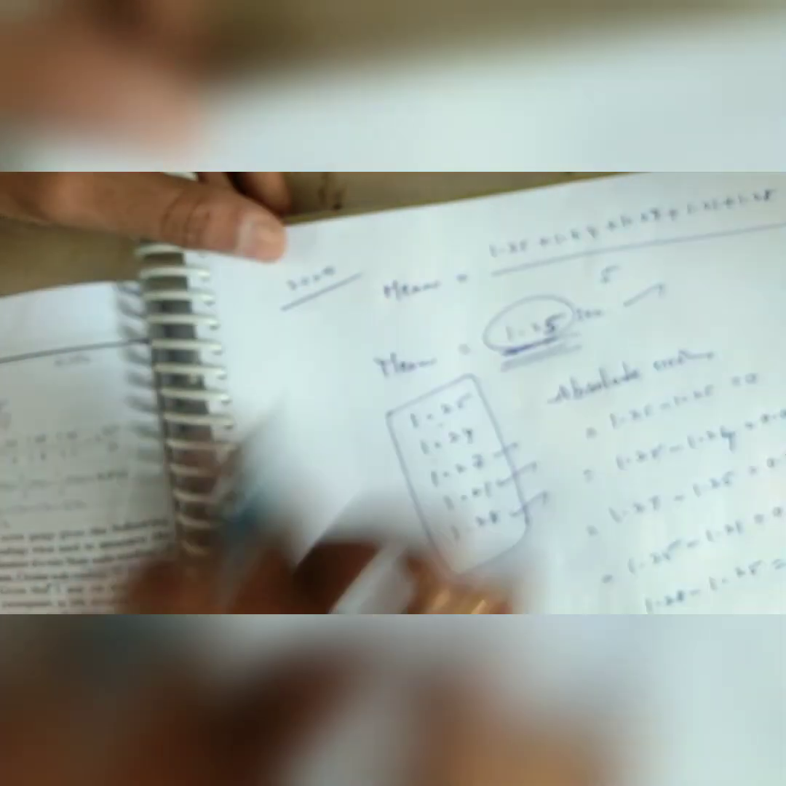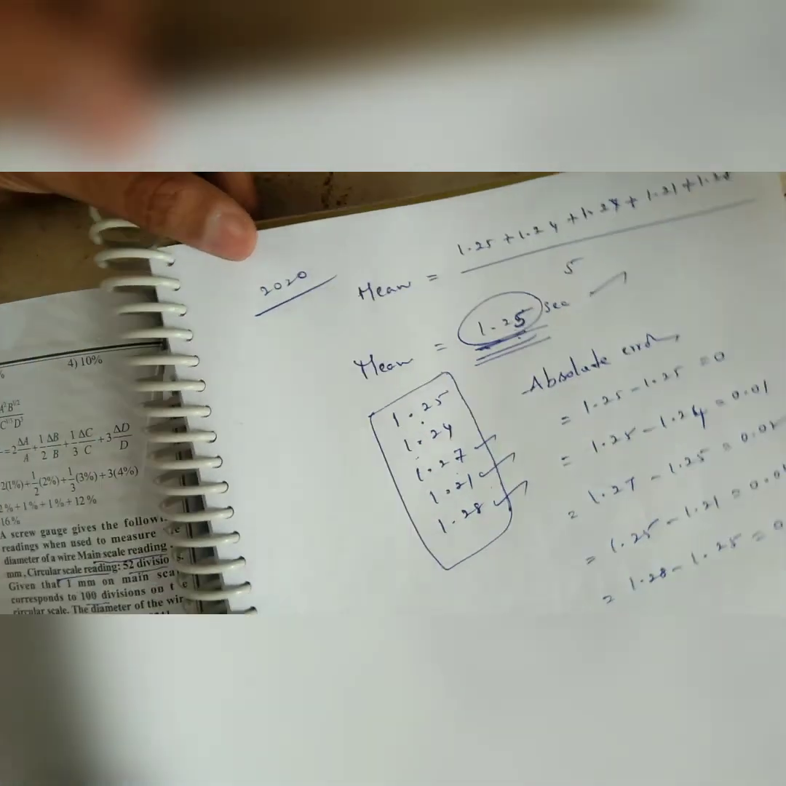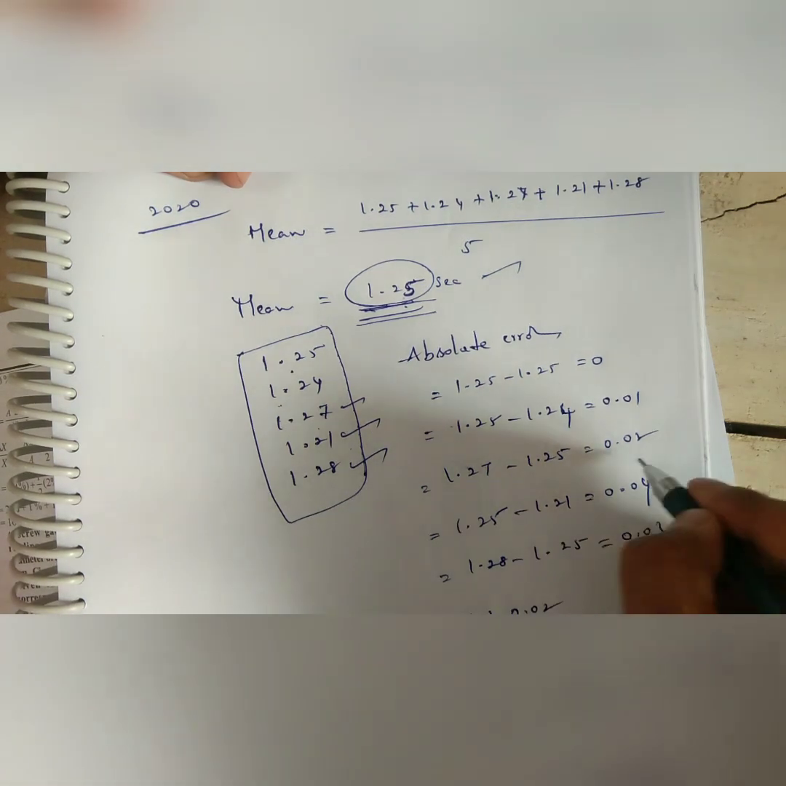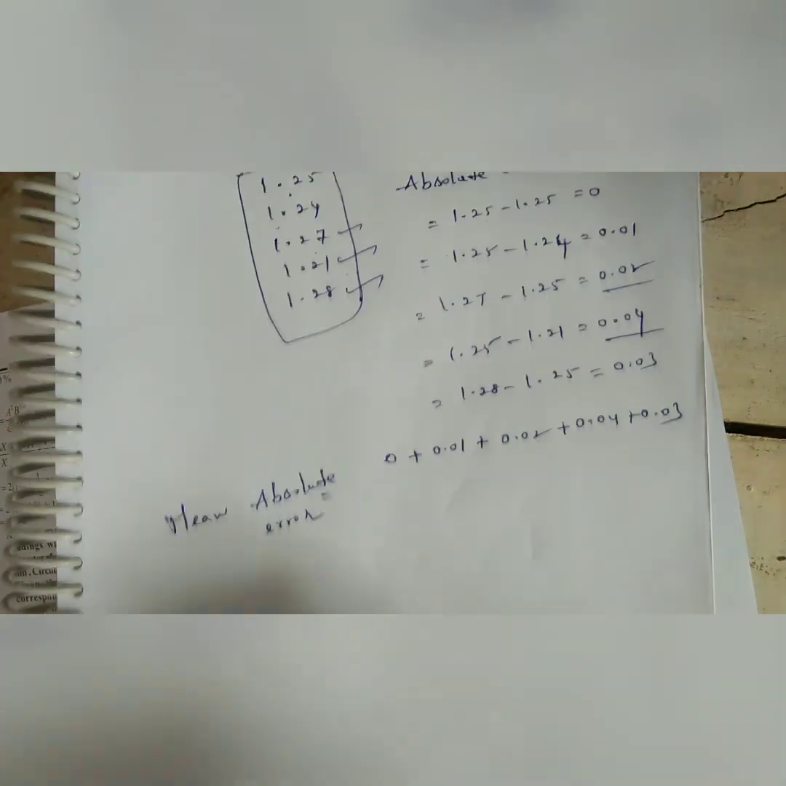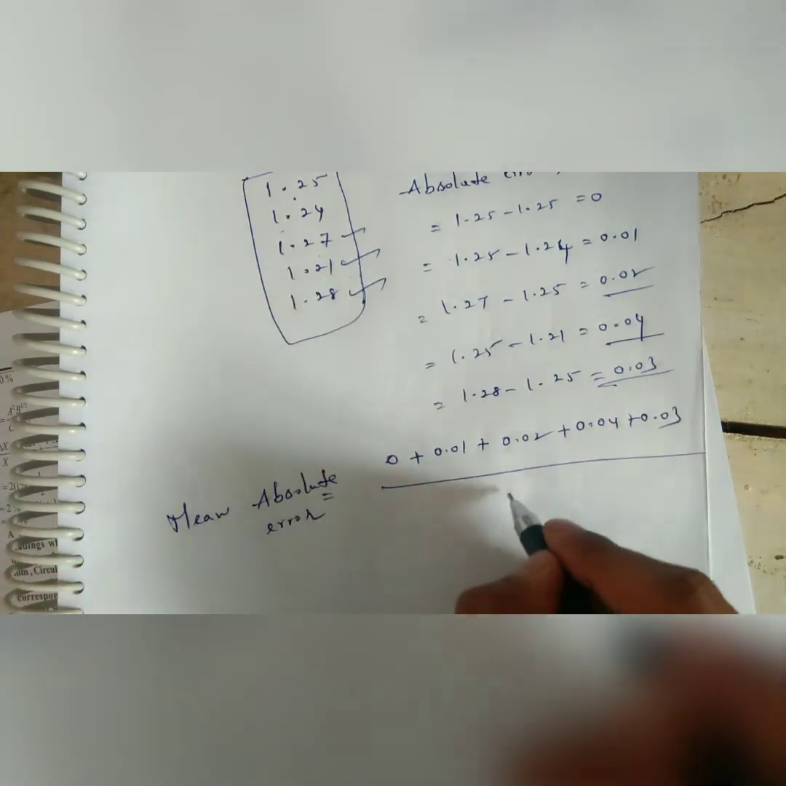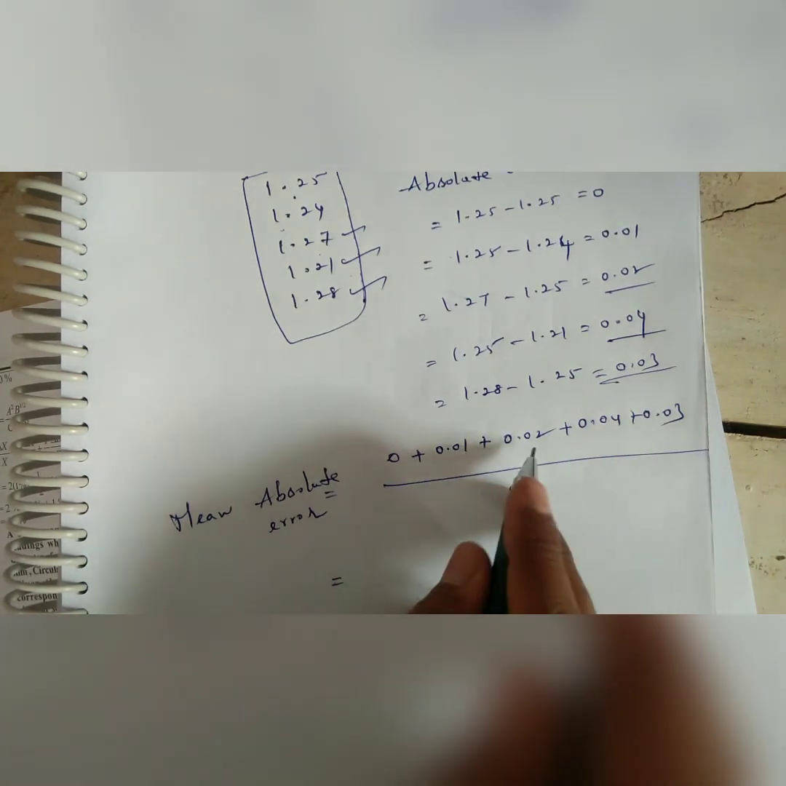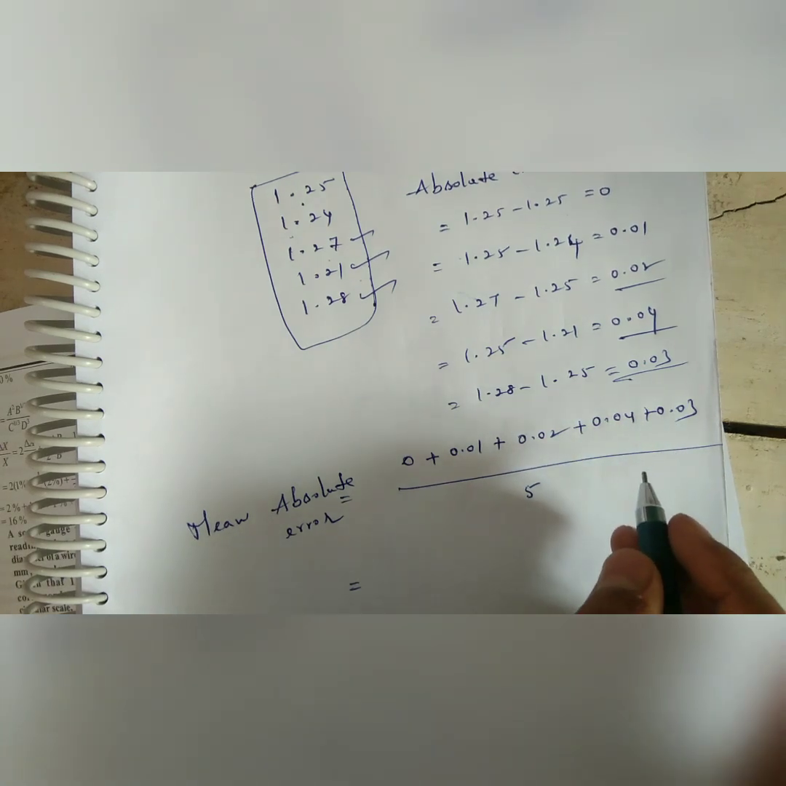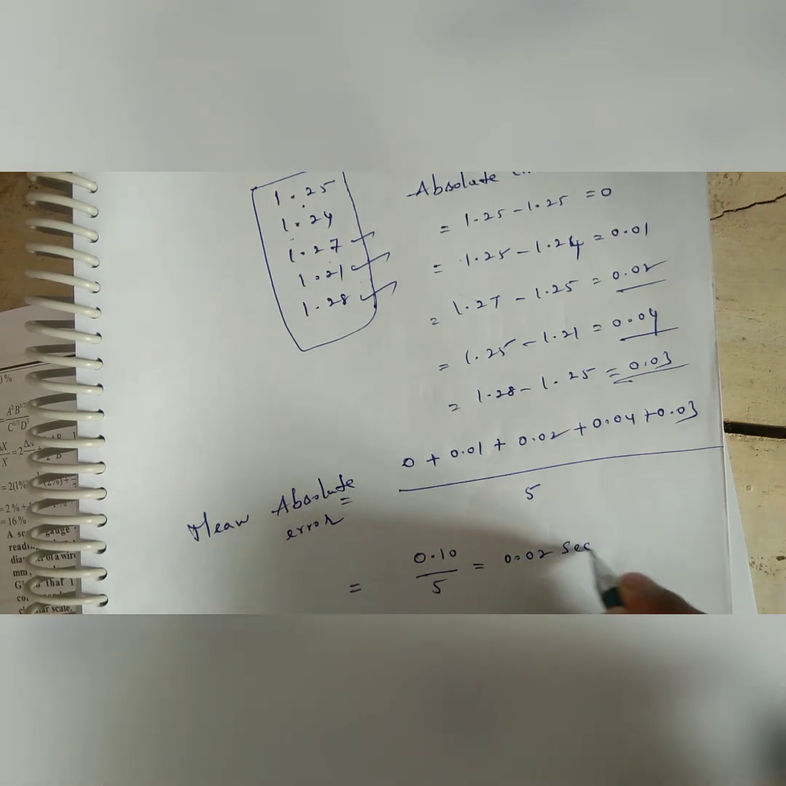At first we calculated the mean. Afterwards we need to calculate the absolute errors. Afterwards we need to take the mean of all these values. So that is 0 plus 0.01 plus 0.02 plus 0.04 plus 0.03, sum of the items by number of items 5. If you add all these, that is nothing but 0.10 by 5, that is equal to 0.02 seconds.